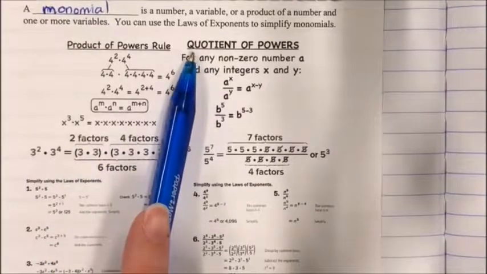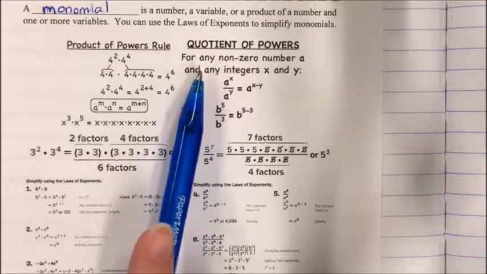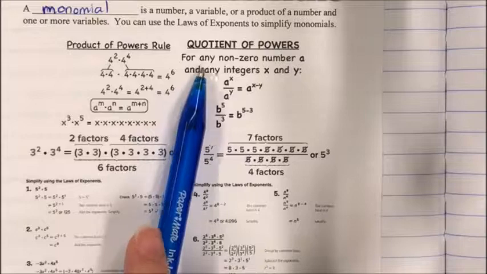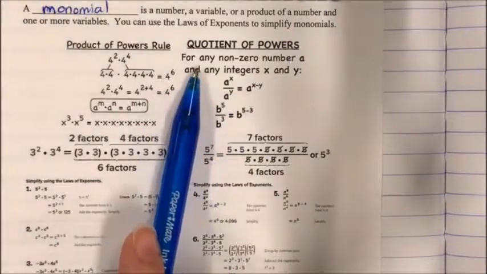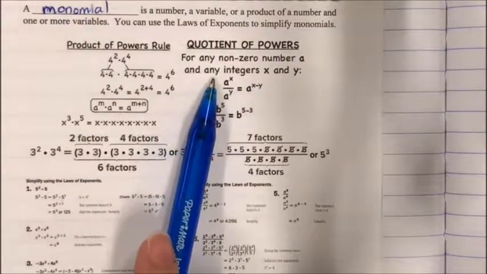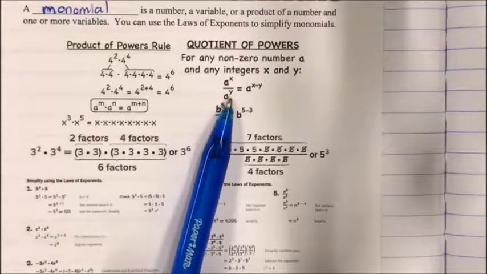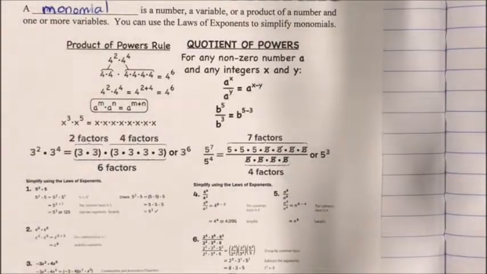I also have the quotient of powers rule, which tells me if I have any two monomials with exponents, I can subtract their powers as long as they have the same base. So for any non-zero number a and any integers x and y, a to the x over a to the y equals a to the x minus y. Okay?